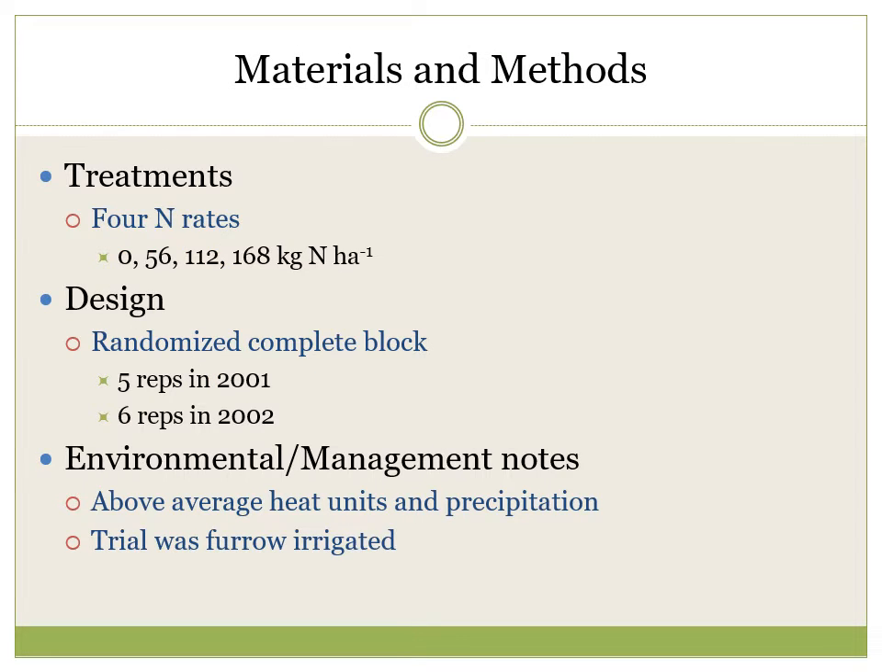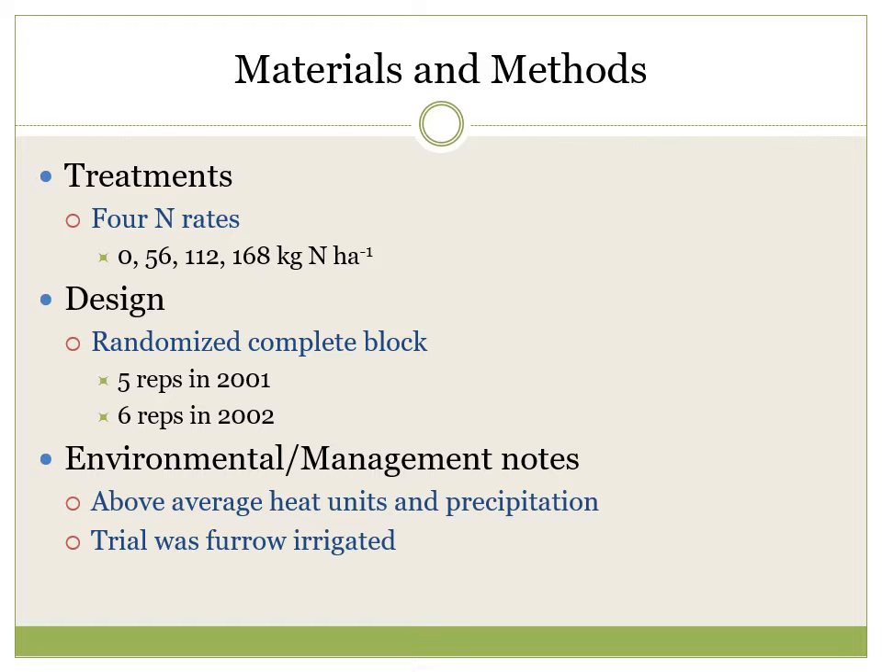The experimental design was a randomized complete block with 5 replications in 2001 and 6 in 2002. 4 nitrogen treatment rates were applied during the growing season. The rates were 0, 56, 112, and 168 kilograms of nitrogen per hectare. The 56 kilogram treatment was applied at the second true leaf stage with 1 application. The 112 kilogram treatment was split into 2 treatments of 56 kilograms and applied at the second true leaf stage and the first square stage.